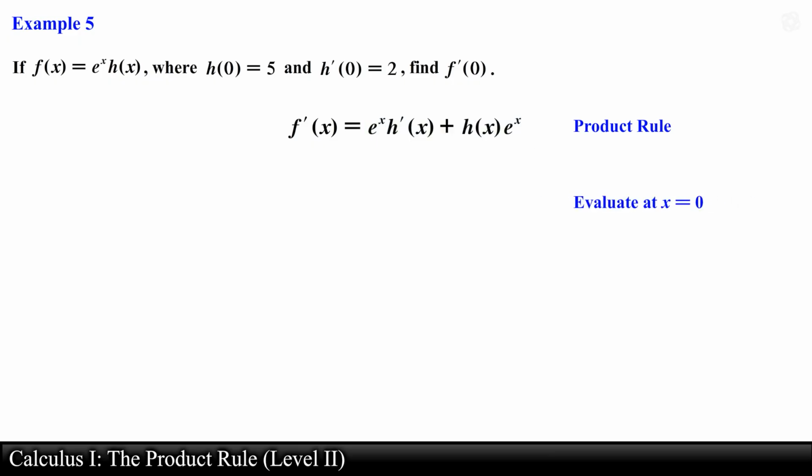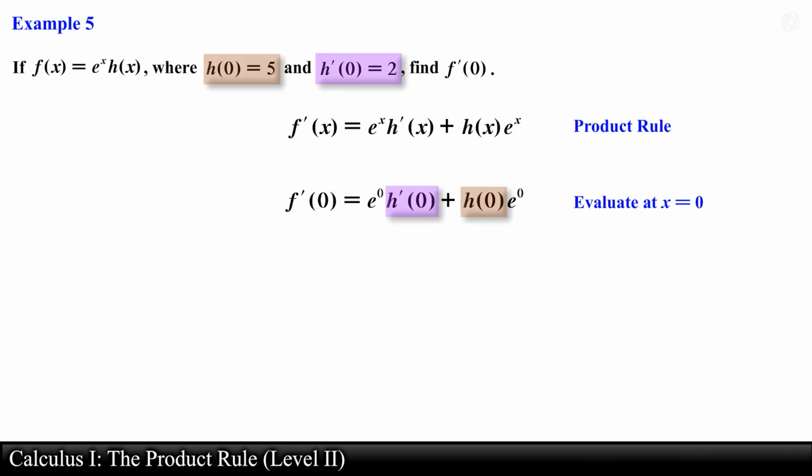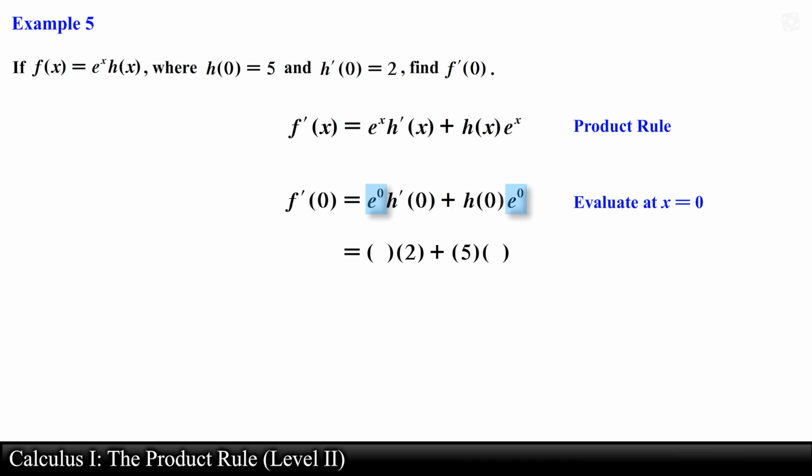Now let's find the derivative of f evaluated at x equals 0. Notice that we have values for both h of 0 and h prime of 0. So we go ahead and substitute those values into our expression. We also want to evaluate the natural exponential function at x equals 0. Doing that, we obtain the following. The final step is to simplify the numerical expression, obtaining 7 as our final answer.